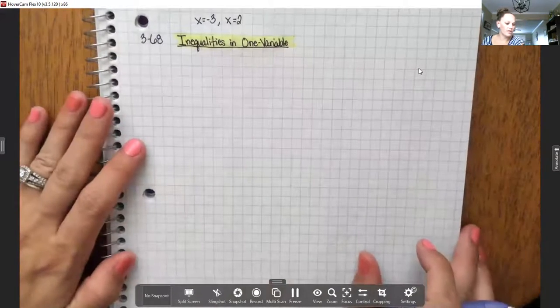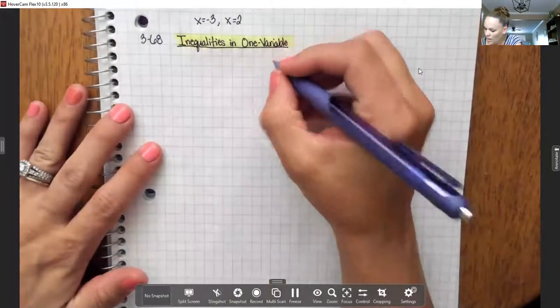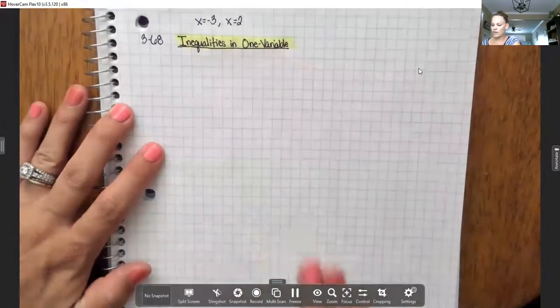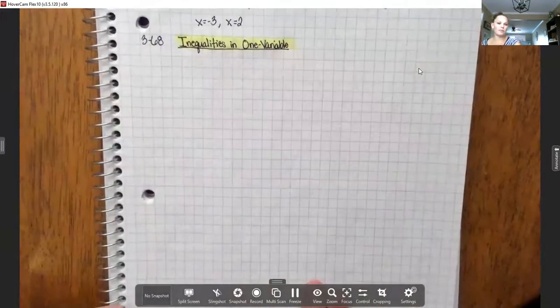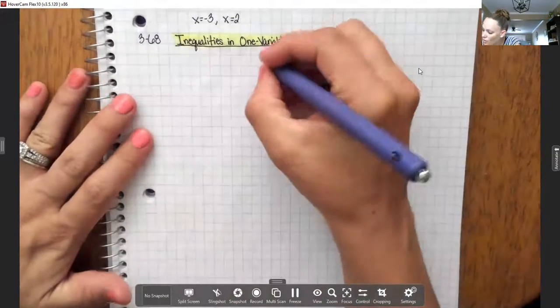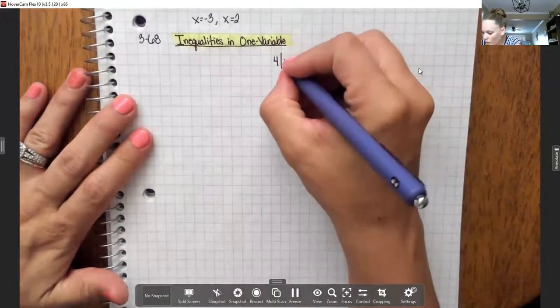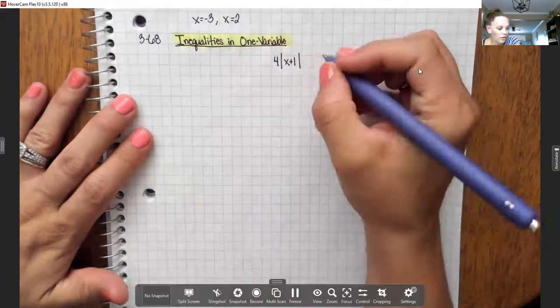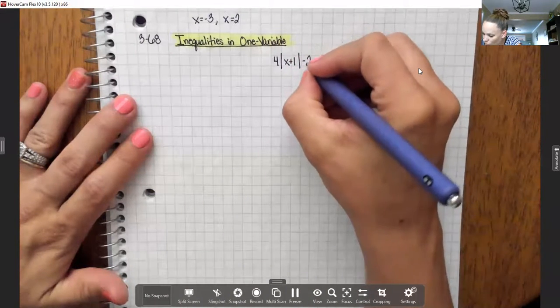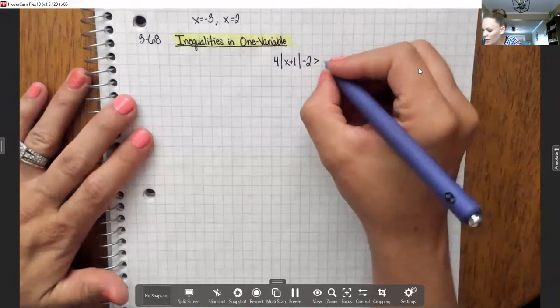So 3-68 is, I'm going to do the work on this right side and then write our notes, or our steps, on the left side to follow along with. So it's 4 times the absolute value of x plus 1 minus 2 is greater than 6.